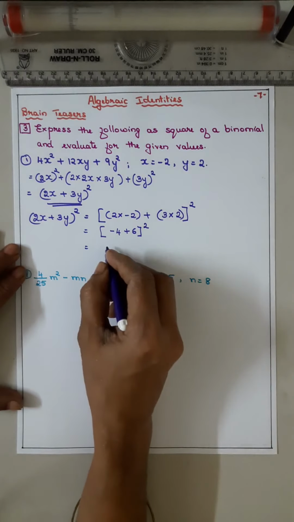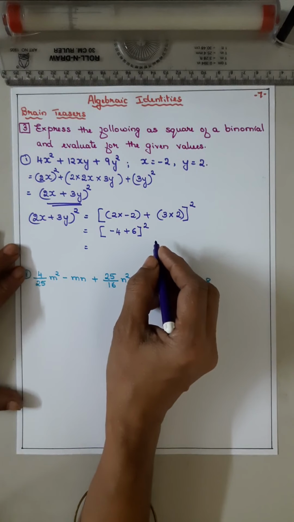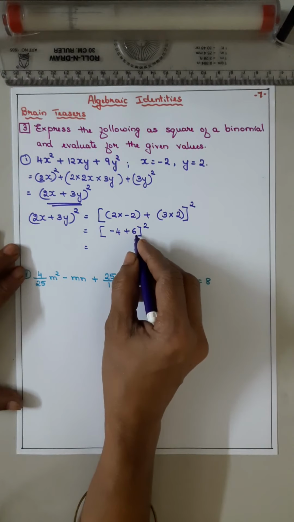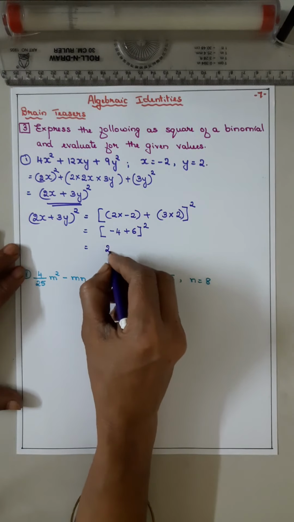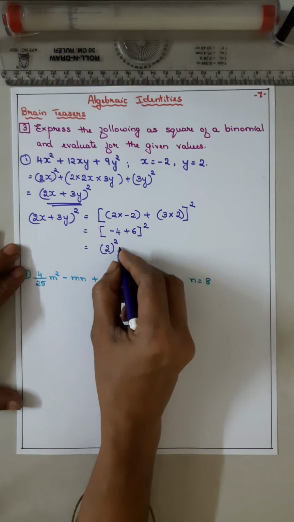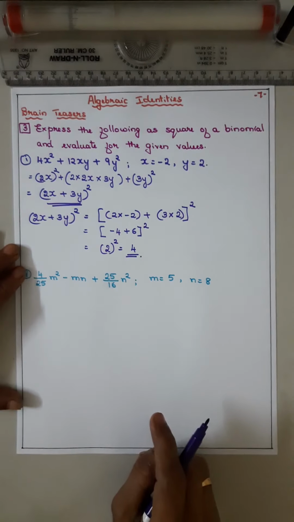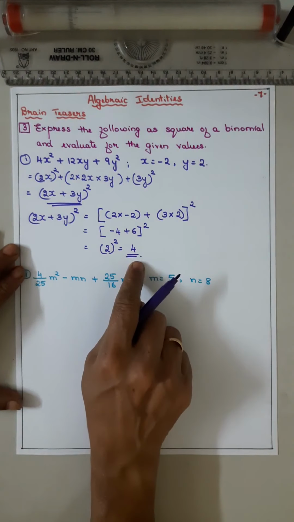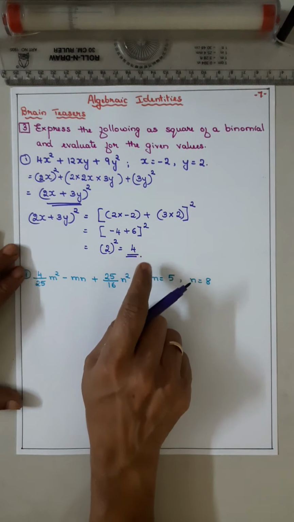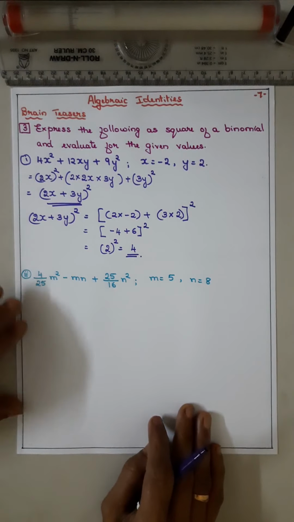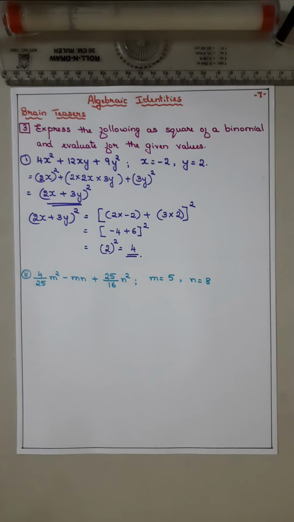Now minus 4 plus 6 means what? The different signs, so subtract. Find the difference. It will be 2. 2 squared. 2 squared is how much? 4. So the value for the evaluate, the value of this expression will be 4. Okay. Hope everyone understood. So first factorize and then you put the values and find the value.